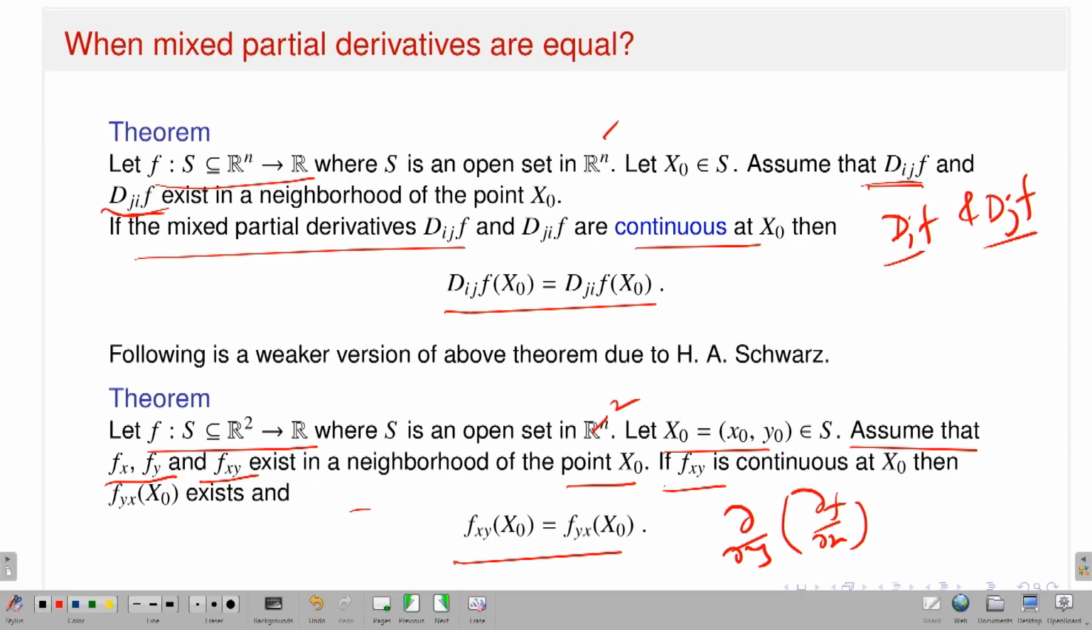But if you remember, I am starting with a function f from a set A, a subset of R2, into R, and I demand that the mixed partial derivatives should be equal. First I assume that the mixed partial derivatives exist in a neighborhood of that point x naught, and if they are continuous, then they are equal at that point x naught. Now the question is, suppose you have a function f, and suppose your mixed partial derivatives exist but they are not continuous, then what can I say? If they are continuous, of course the values become the same, as we just saw in these two theorems. But suppose the mixed partial derivatives exist but they are not continuous.